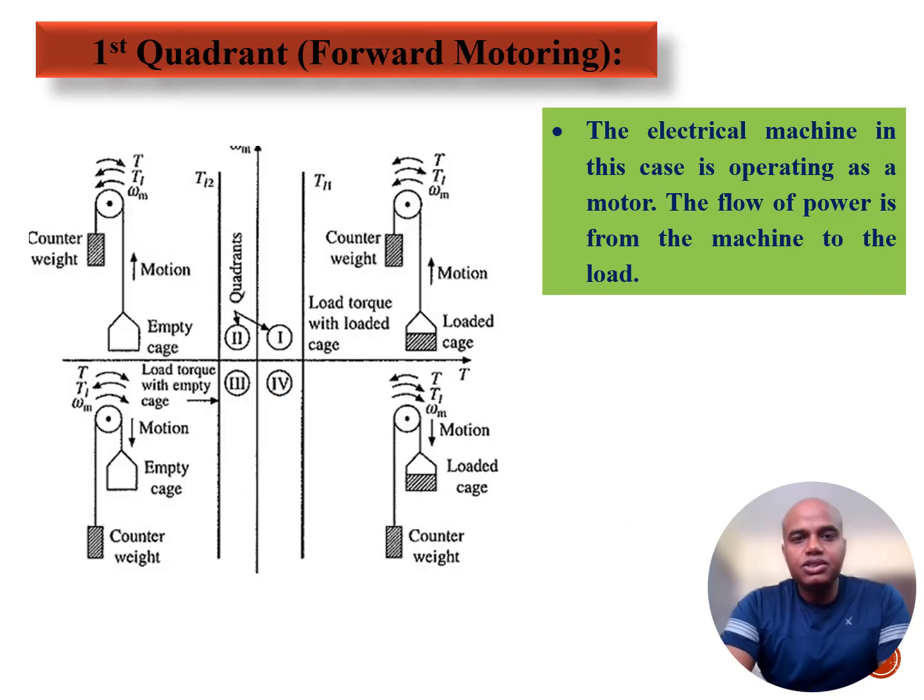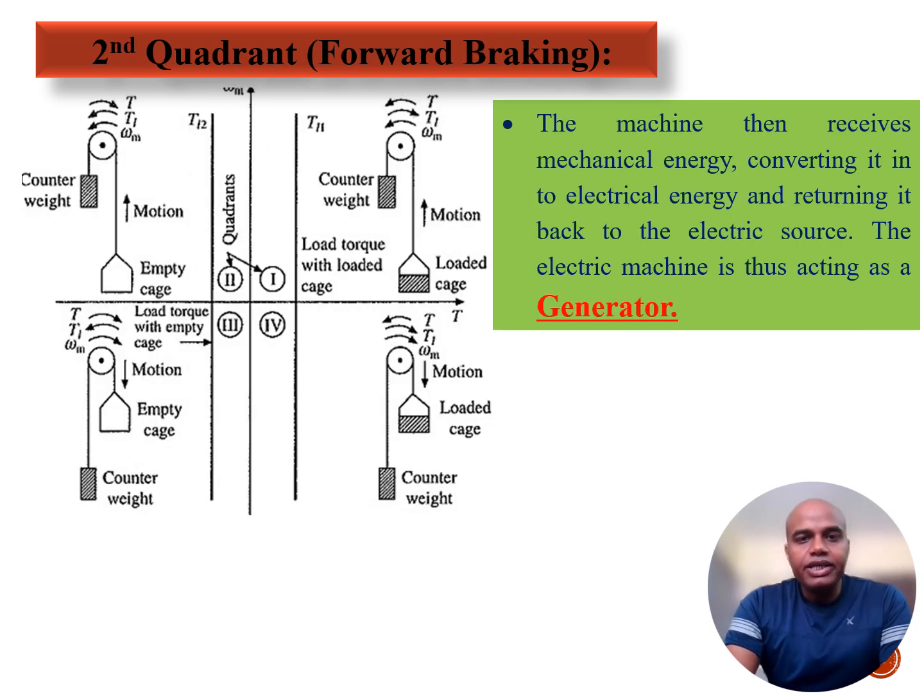So let's summarize the electric machine working mode, whether it is working as a motor or generator in all four quadrant operations. In the first quadrant, the electric machine, whether it is AC or DC, is operating as a motor, because both the speed and the torque are in the same direction. Whereas in the second quadrant, the machine receives the mechanical energy, converting it into electrical energy and returning it back to the electric source, because the braking is happening. Therefore, the machine is working as a generator in the second quadrant.